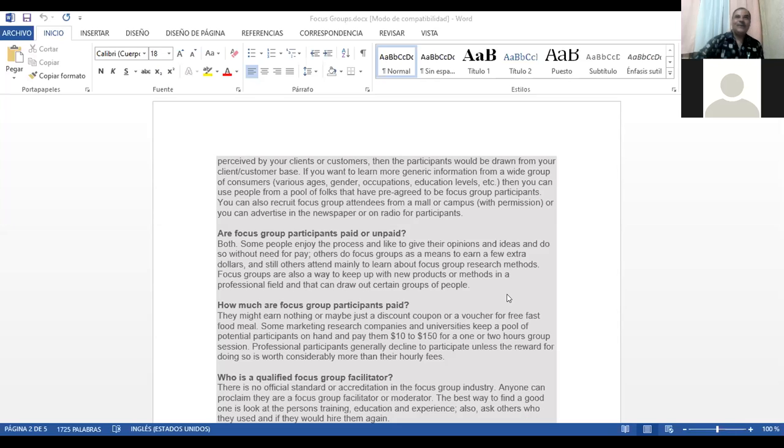So why do some people get paid and why do some other people not get paid? Right over here it says they enjoy the process and like to give their opinions and ideas. Those will be paid or unpaid? They will be paid. Without need for pay, unpaid. They are unpaid. There are other groups that do it as a means to earn a few extra dollars. So those are the ones that are paid, right? Yes, that's correct.